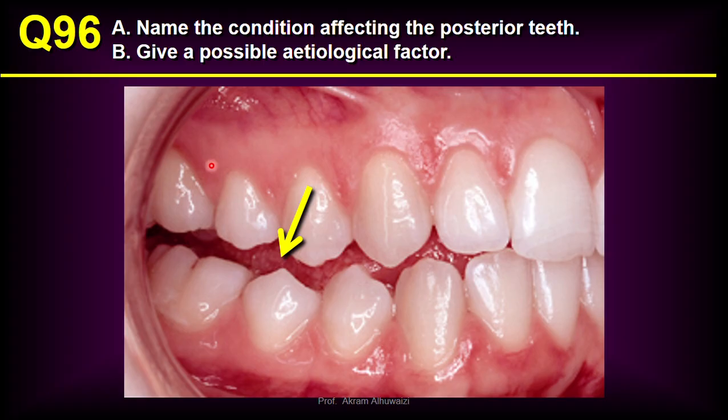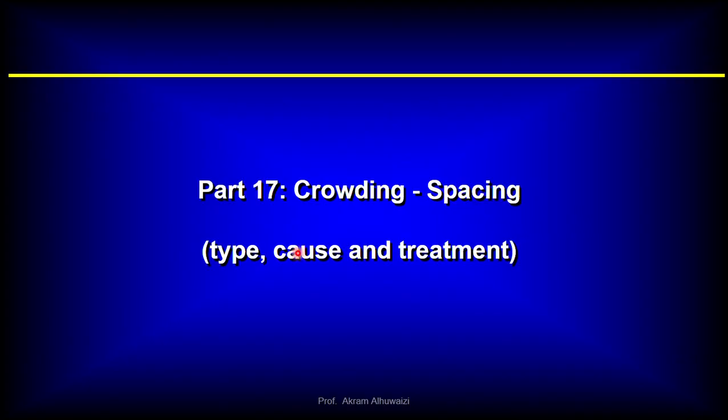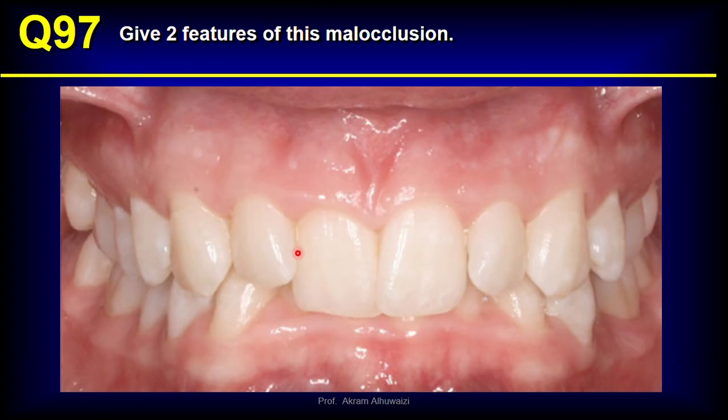Name the condition affecting the posterior teeth. It's lateral open bite. The possible etiological factor could be a large tongue. Part 17 is crowding and spacing.